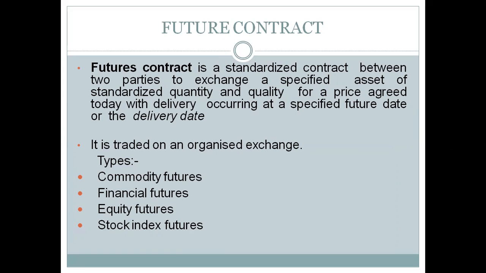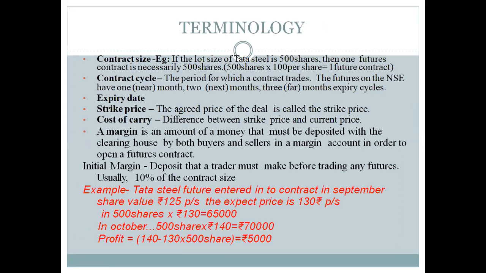These are standardized contracts and are traded on organized futures exchanges. Margin money has to be deposited, which is compulsory. Buyer and seller enter into futures contracts to hedge against price fluctuations. The types of futures contracts are commodity futures, financial futures, and equity and stock index futures.